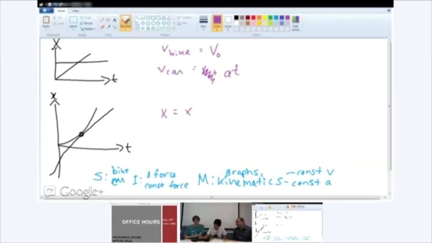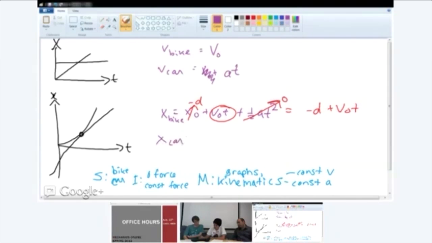And so for the x ones, we're saying that's the big formula, but can we eliminate any of these terms? So the bike started at negative d. So this is negative d. And acceleration is 0 because it's moving at a constant velocity. Righto. And then, of course, it's moving at a constant velocity over time, so we like that term. So we just have negative d plus v naught t. Awesome. And the car. Got that down.